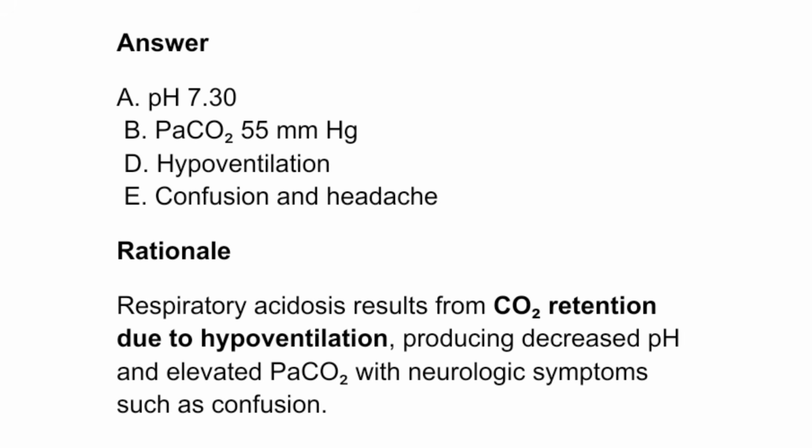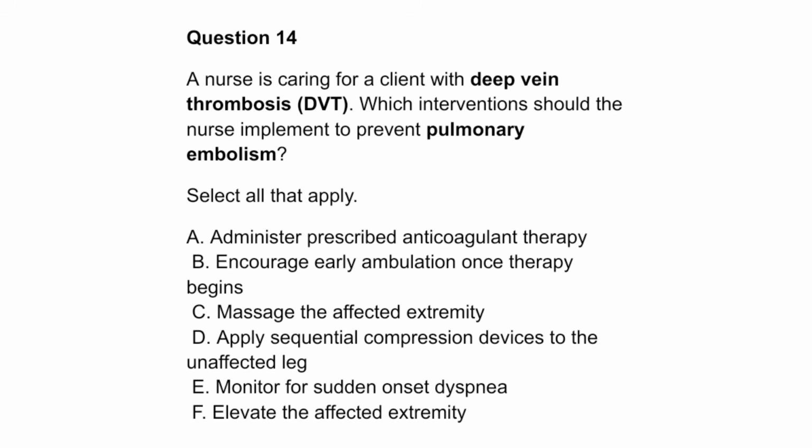Answer: A. pH 7.30. B. PaCO2 55 millimeters of mercury. D. Hypoventilation. E. Confusion and headache. Rationale: respiratory acidosis results from CO2 retention due to hypoventilation, producing decreased pH and elevated PaCO2 with neurological symptoms such as confusion.